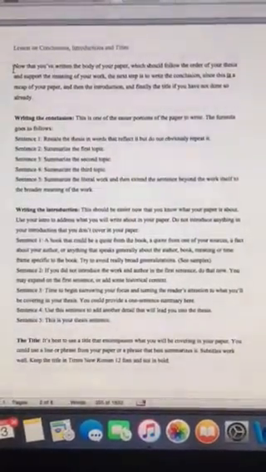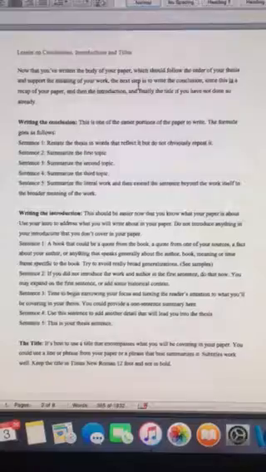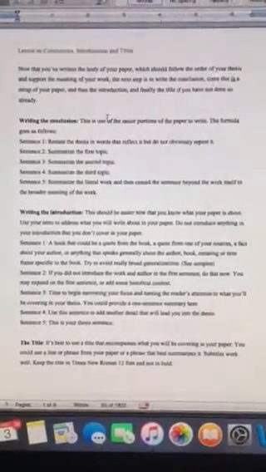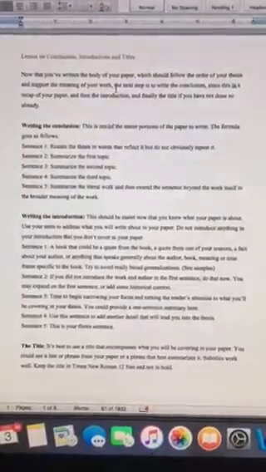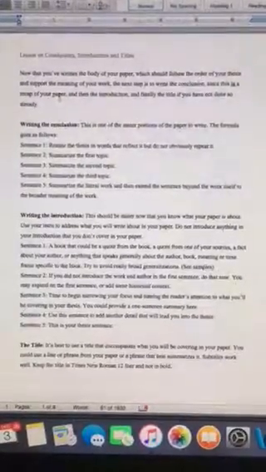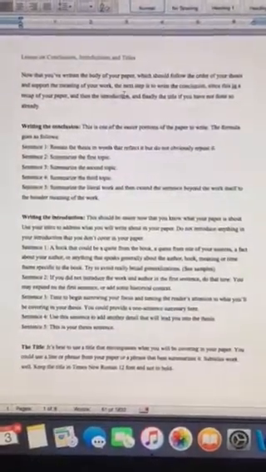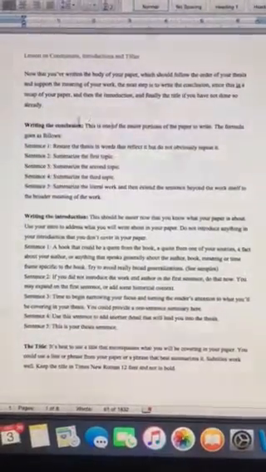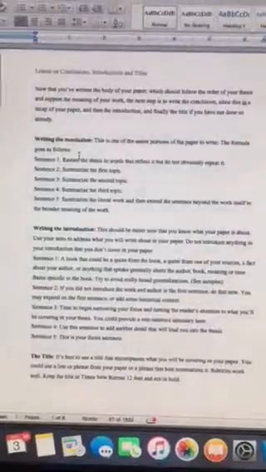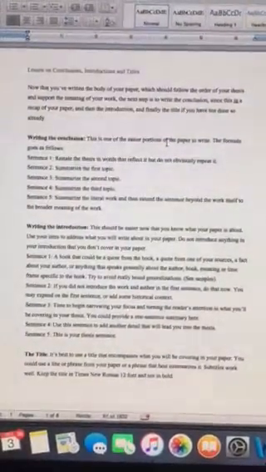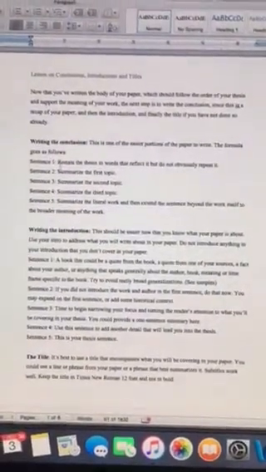So once you've written the body of your paragraph, which should follow the order of your thesis and support the meaning of your work, the next step is to write the conclusion, since this is a recap of your paper, and then the introduction, and finally the title if you haven't done so already. So here's the way that you write your conclusion. It's actually the easier portion of your paper to write. It's kind of a formula.